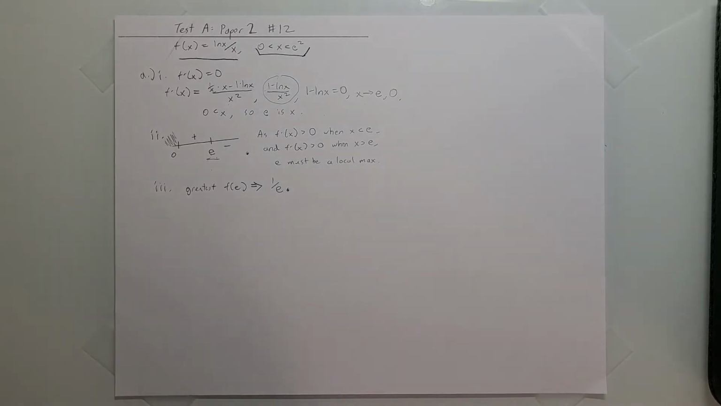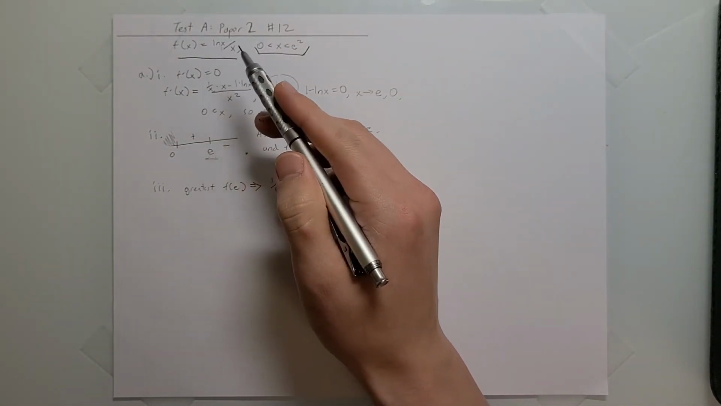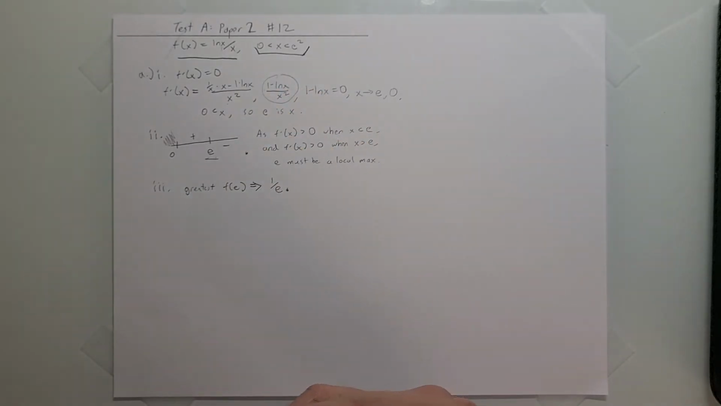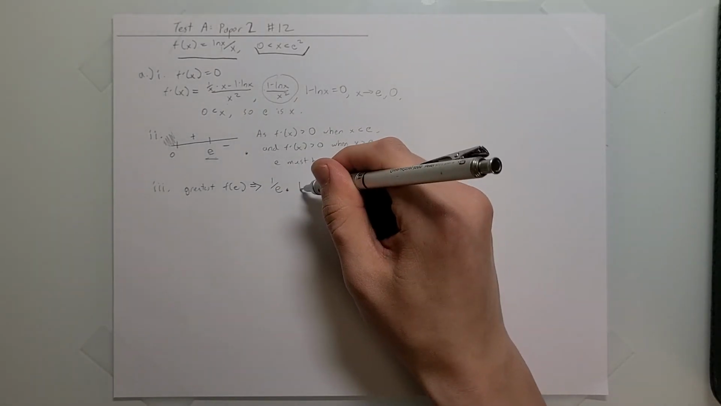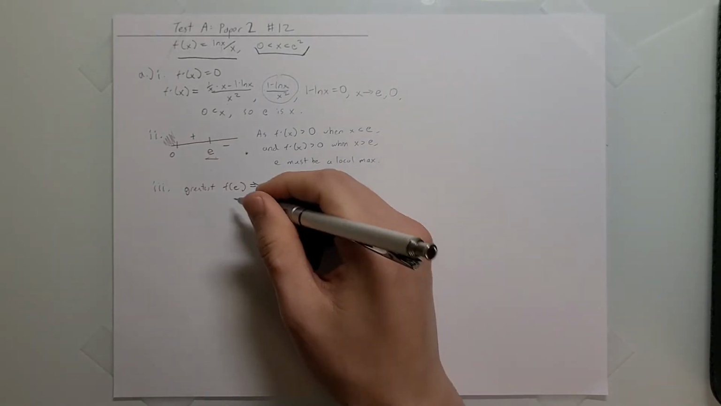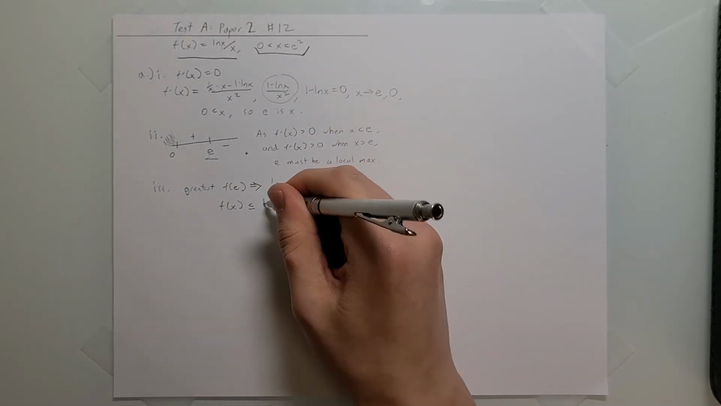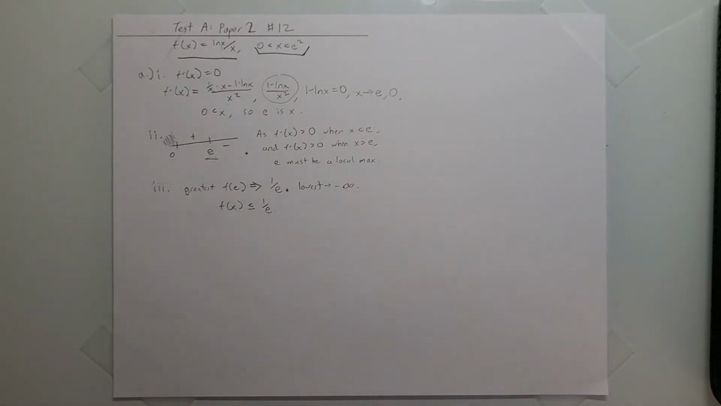Now, do we have a lower bound? Well, if x gets infinitely close to 0 from the positive direction, this ln of x is going to become infinitely large, negatively. So it's going to be like negative 100, negative 1000, negative 10,000 as you get closer and closer to 0. So the lower bound is just going to be negative infinity. So all we have to say is that f of x will always be less than or equal to 1 over e. You want to pay special attention to that equal to section.